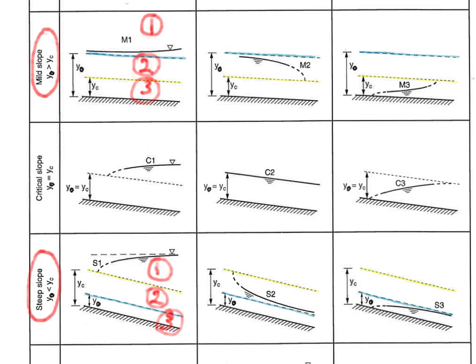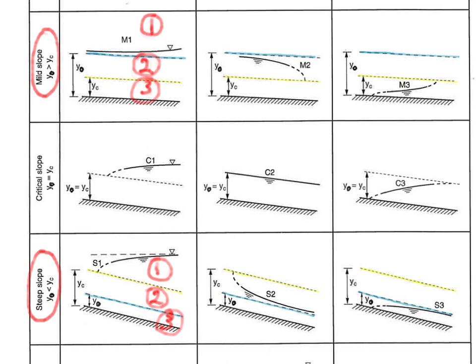Now, those profiles are identified by a letter, M for mild and S for steep, and a number, and that represents which zone of the flow the profile is forming in. So we will always have the channel bed. We'll have a line for the critical depth and a line for the normal depth. Obviously, in a steep slope, these two are swapped around. So we'll have the bed, one line, two lines, and then a region above the line. Regardless of what we're looking at, we identify those zones as 1, 2, 3 from the top down.